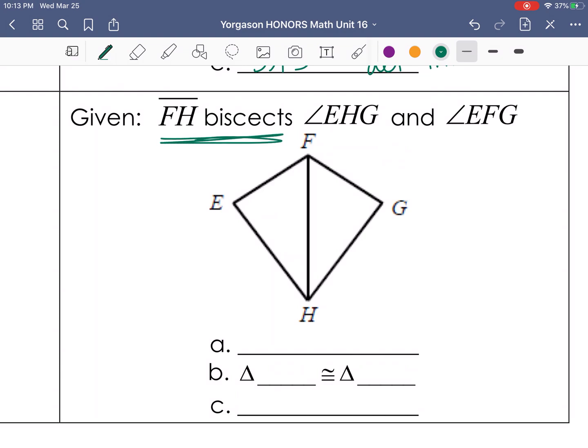Okay. FH bisects angle EHG. So angle EHG is bisected, so we've got that and that. They're congruent, and it bisects EFG, this angle up there. So those two are congruent as well. So I think we have enough for angle, side, angle because they share that side. It has to be a match to itself. Reflexive. Sorry, yes, goes in that spot.